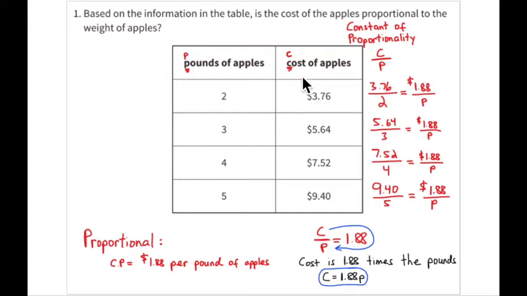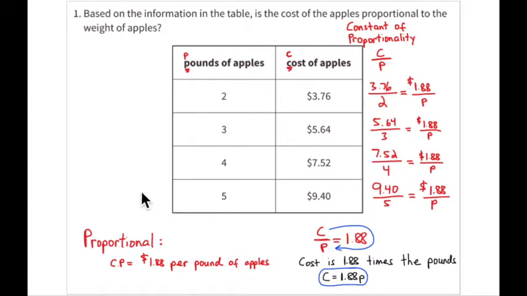And so you take the cost of the apples and you divide it by the number of pounds and see what you get. And in every case, you get $1.88 per pound of apples. $5.64 divided by 3, $7.52 divided by 4, $9.40 divided by 5. So in every case, regardless of how many pounds of apples you purchase, the cost per pound is always the same. So that means that there is a proportional relationship. That constant of proportionality is equal to $1.88 per pound of apples.